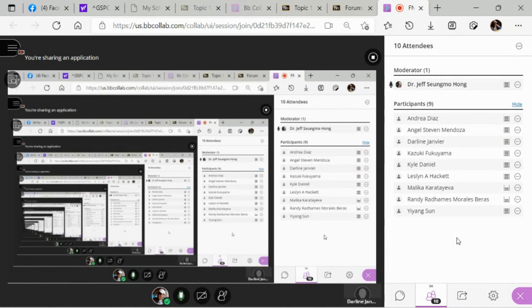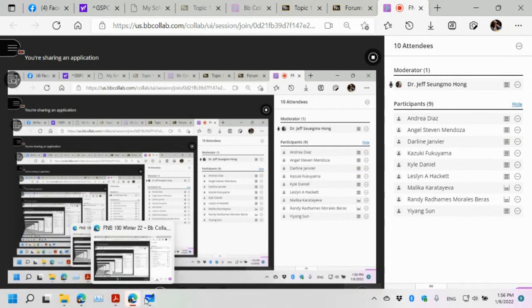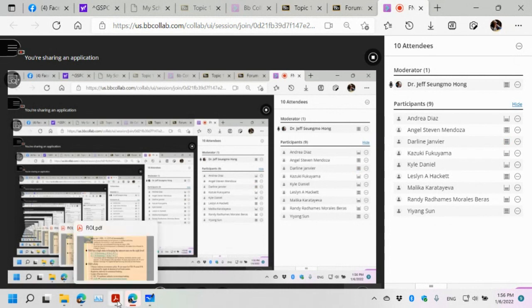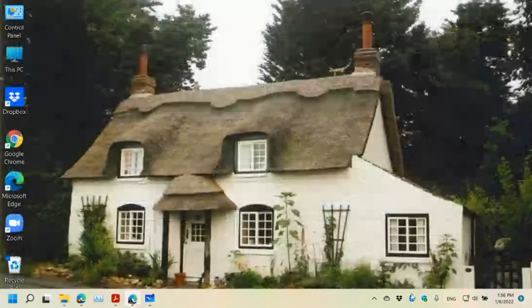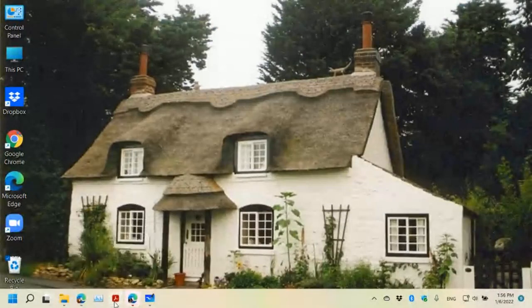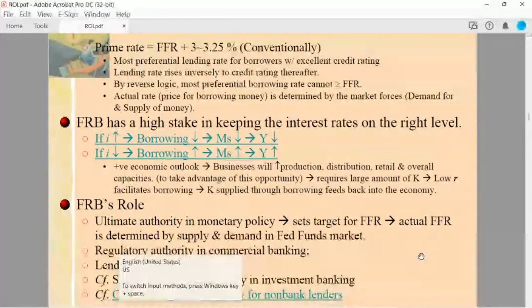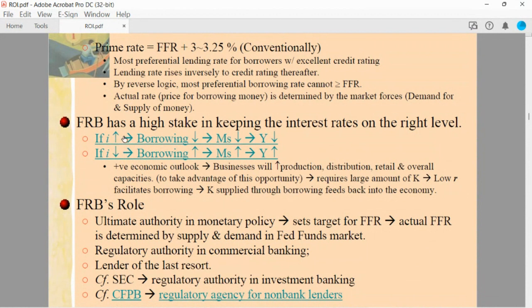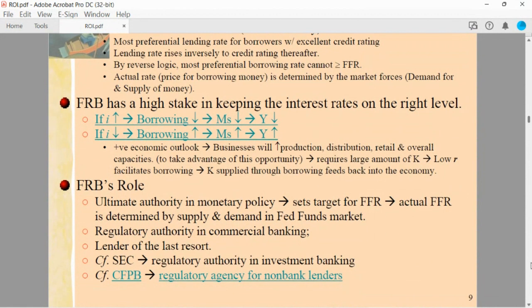So because of the wages and because of the supply chain disruption, that was the main cause of inflation last year. So they are trying to raise interest rates to cool off the economy. Okay, and this is a very important mechanism, if you think about it.